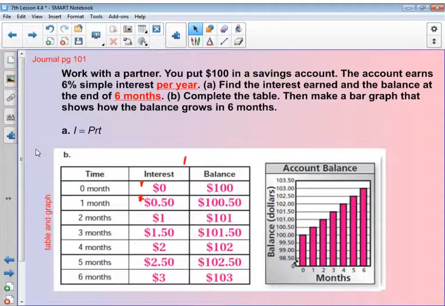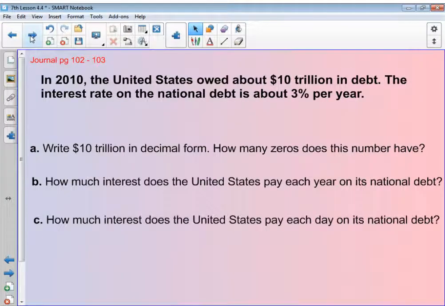At the end of 1 year, we would end up earning $6. Here we only ended up $3 ahead because we had only kept it in there for 6 months. Okay, so practice journal pages 102 through 103.